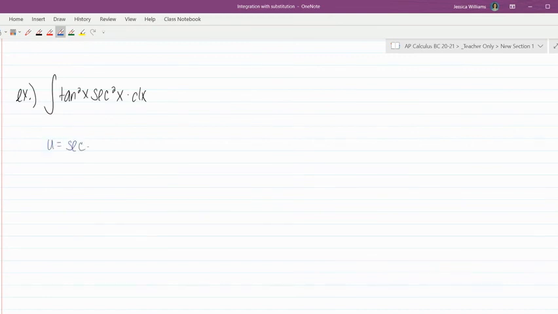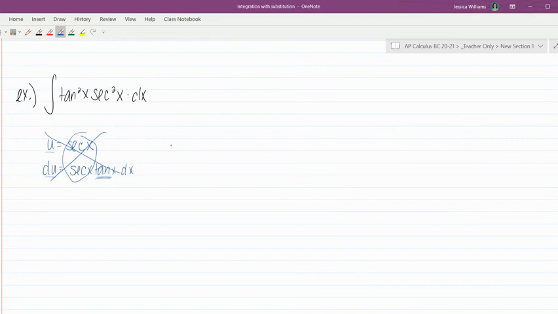Some people will go straight to secant. That would mean that du is secant x tangent x dx. And that's pretty okay, because then if I do a u du, I have my secant squared. Oh, but I only have a single tangent. So that's not going to work for us.